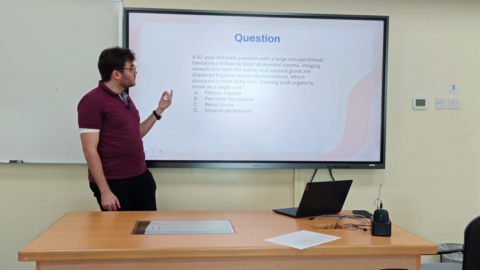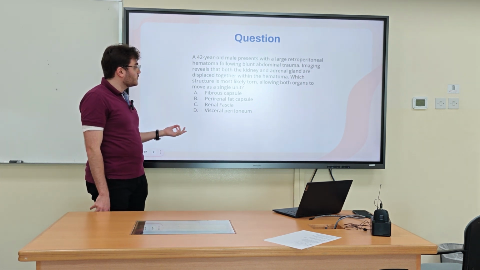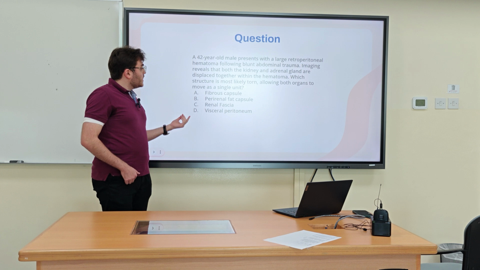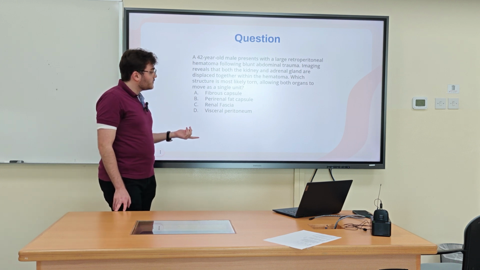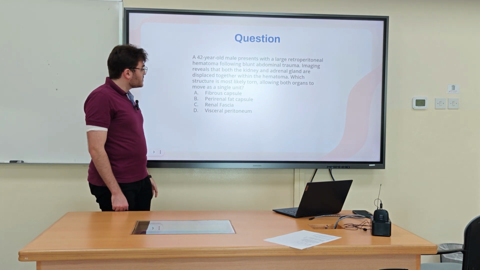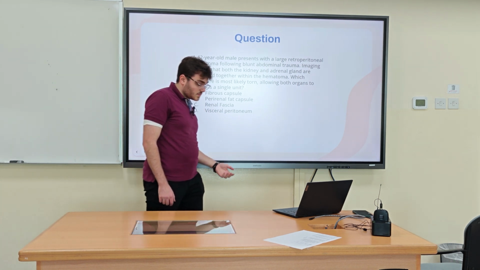Another question: a 42-year-old male presents with a large retroperitoneal hematoma following a blunt abdominal trauma. Imaging reveals that both kidneys and adrenal glands are displaced together within the hematoma. Which structure is most likely torn, allowing both organs to move as a single unit?